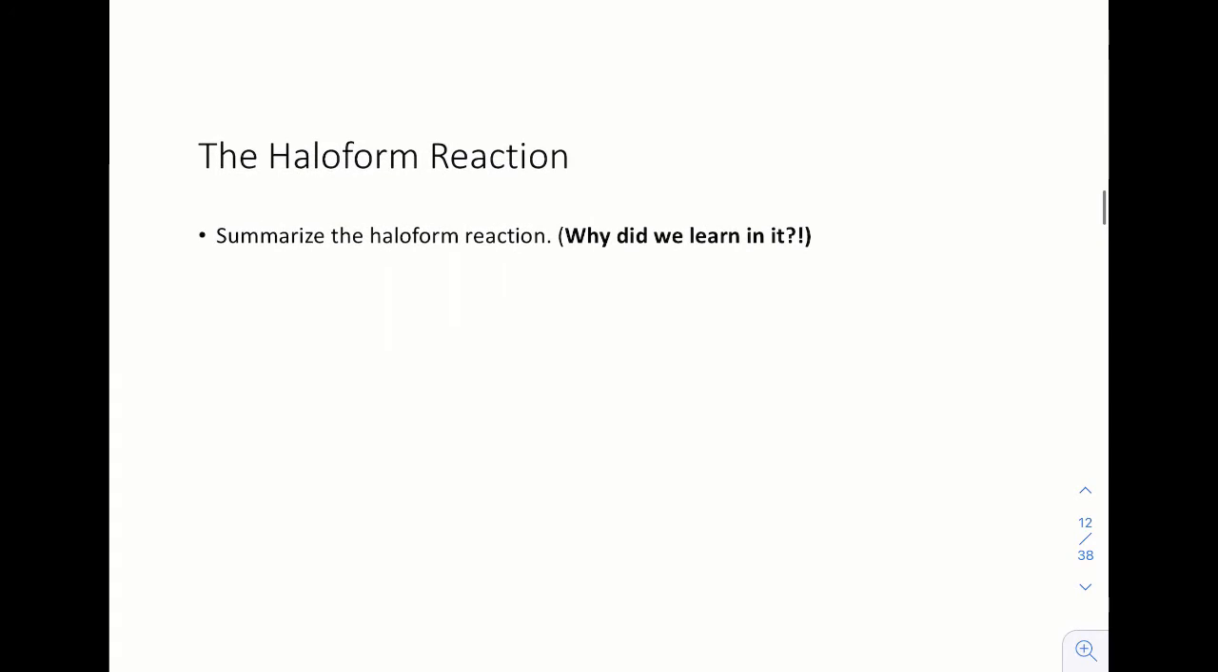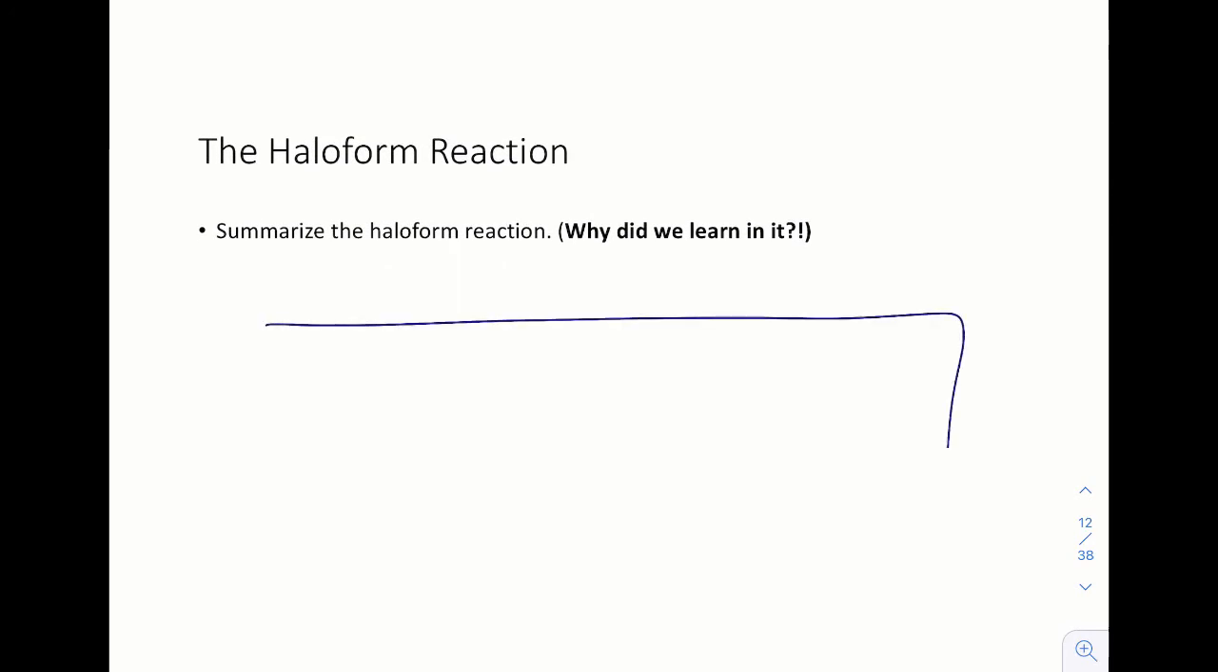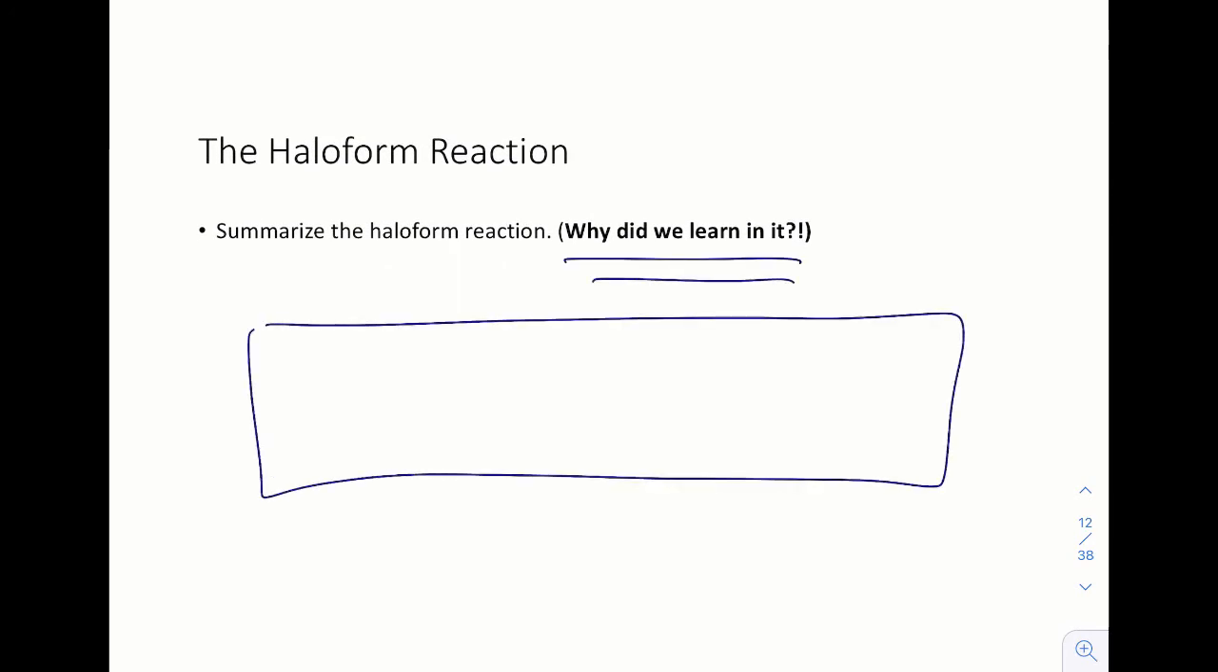Pause for a moment, summarize the haloform reaction, so write your reaction chart entry, and just in a sentence, explain why we learned it.